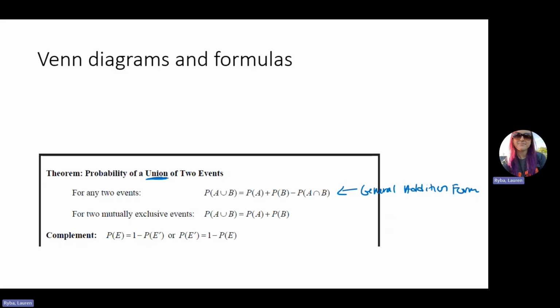And then the probability that we get a complement. So if I know the probability of E, that is 1 minus the probability of E naught, or E's complement. Or if I want to find the probability of E complement, I take 1 minus the probability of E. So it works either way. I can either find the probability of E if I know E complement, or E complement if I know E. Just subtract it from 1.